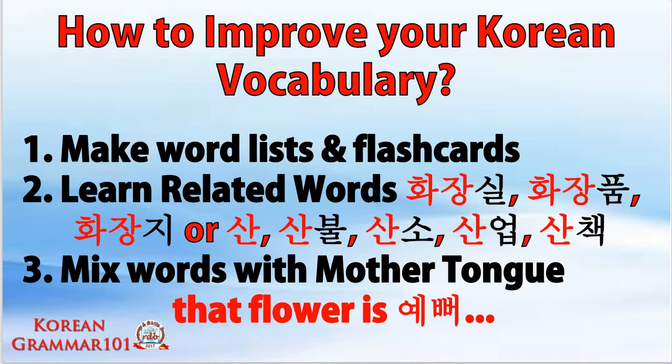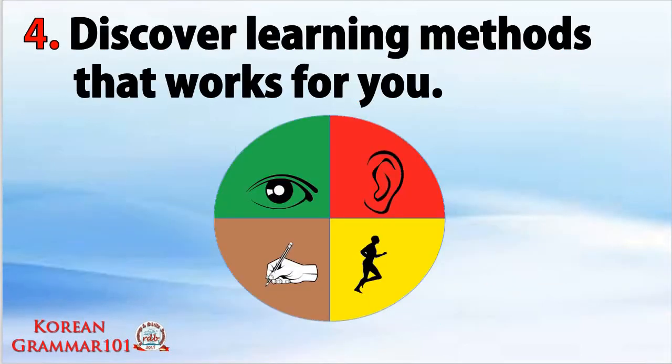And finally, number 3, mix words with your mother tongue. So for example, that flower is 예뻐. 예뻐 means pretty. So eventually it means that flower is pretty. By putting Korean vocabulary at the end, or mixing vocabulary with your nouns or your verbs, it's easier for you to remember because you apply this in your everyday example. Next tip, number 4.